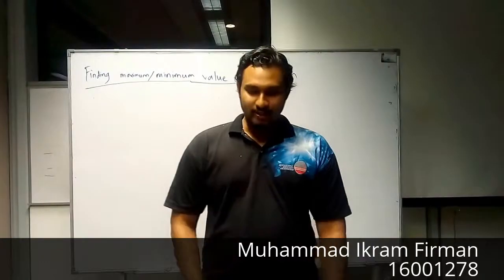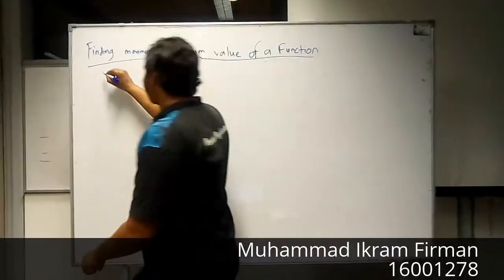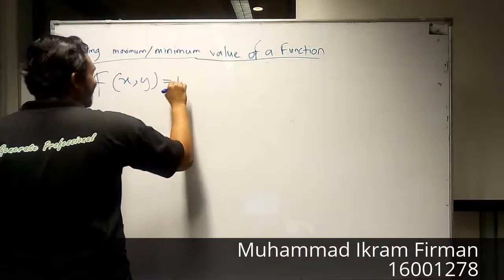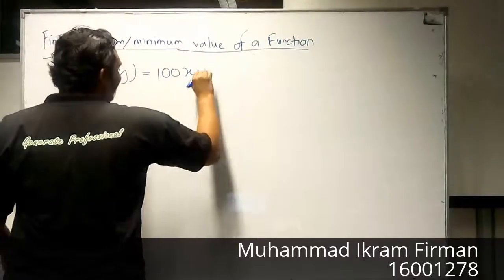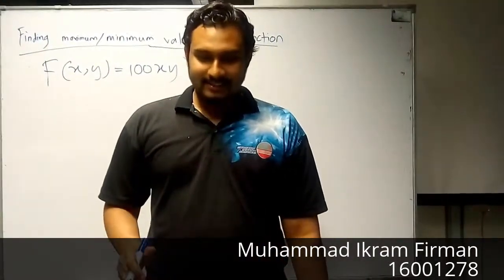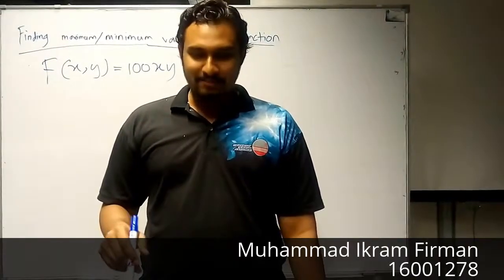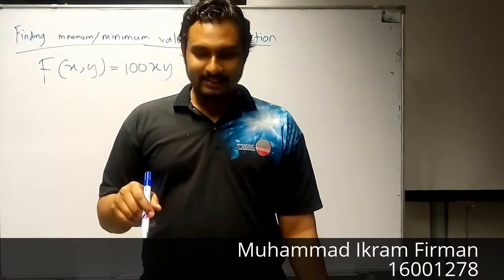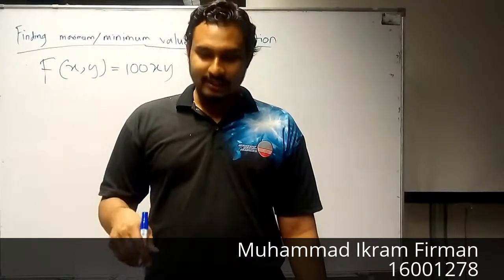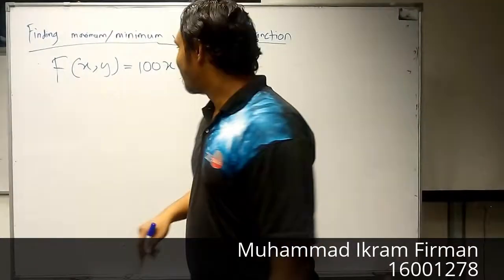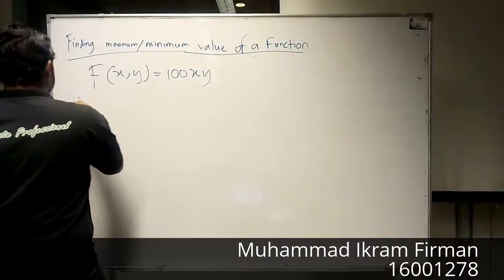There is a production modeled by the function f(x,y) = 100xy with a constraint, whereby x represents the units of labor and y represents the units of capital. Each labor unit costs 200 and each capital unit costs 250. The total expense for labor and capital cannot exceed 50,000. So this is our function, and this is our constraint.